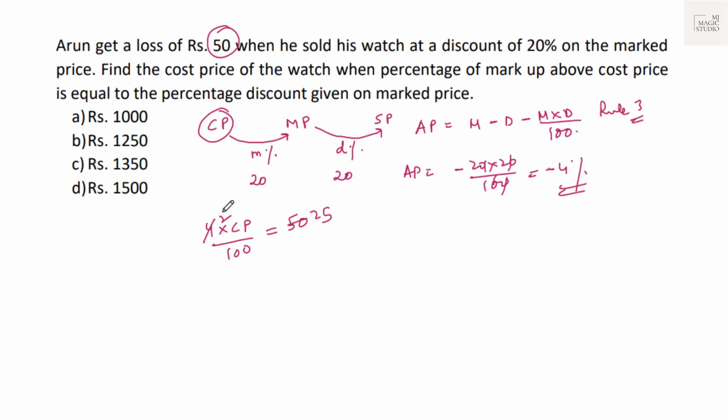2, 25 to 12.5. CP is 12.5 into 100, 1250. What is the cost price? 1250. Option B is the pick.